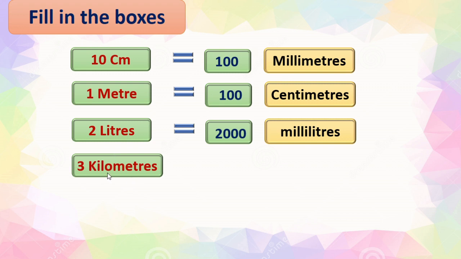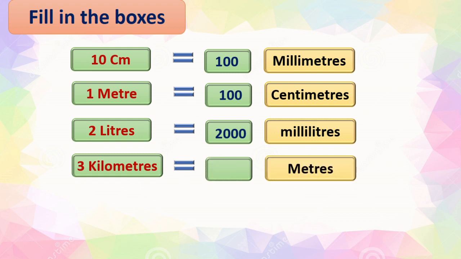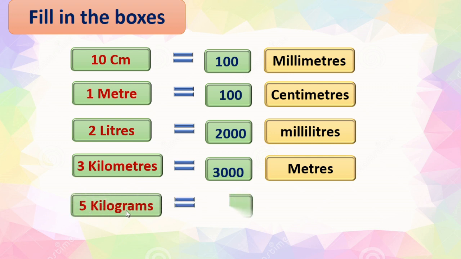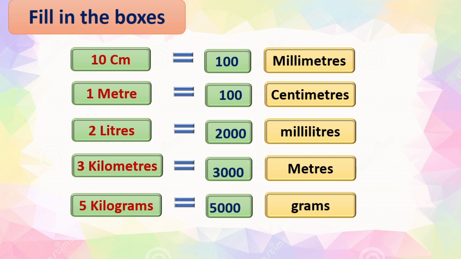3 kilometers is equal to dash meters. Yes, you know that 1 kilometer is equal to 1000 meters. So 3 kilometers is equal to 3000 meters. 5 kilograms is equal to dash grams. Come on, tell me. Very good. 5000 grams. Right?